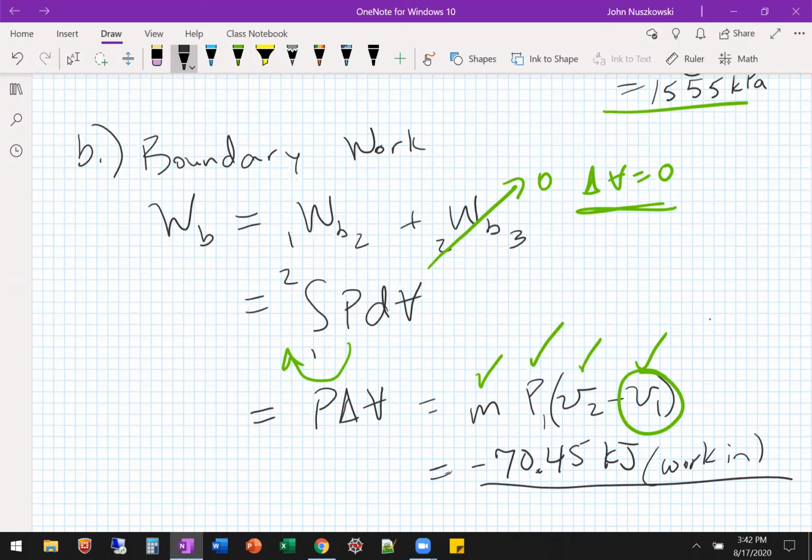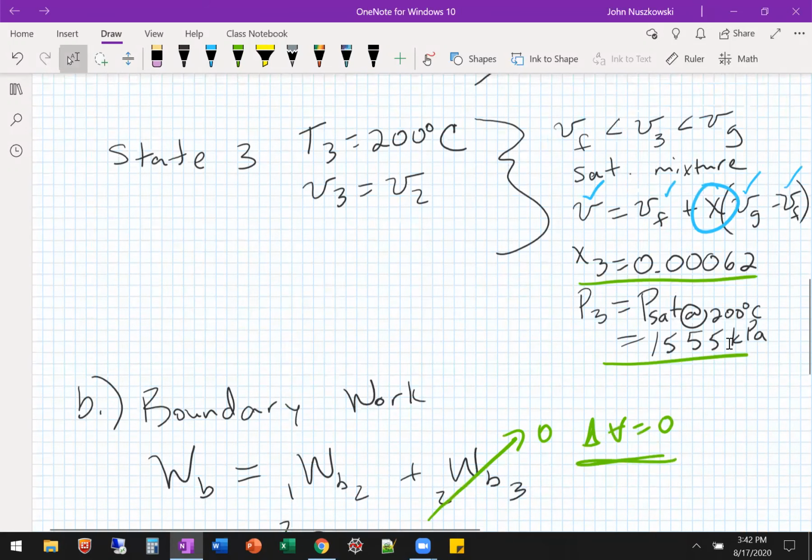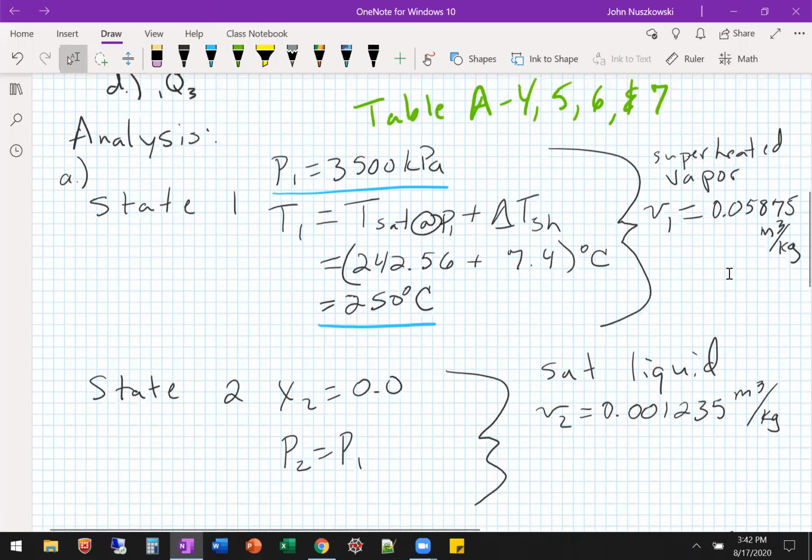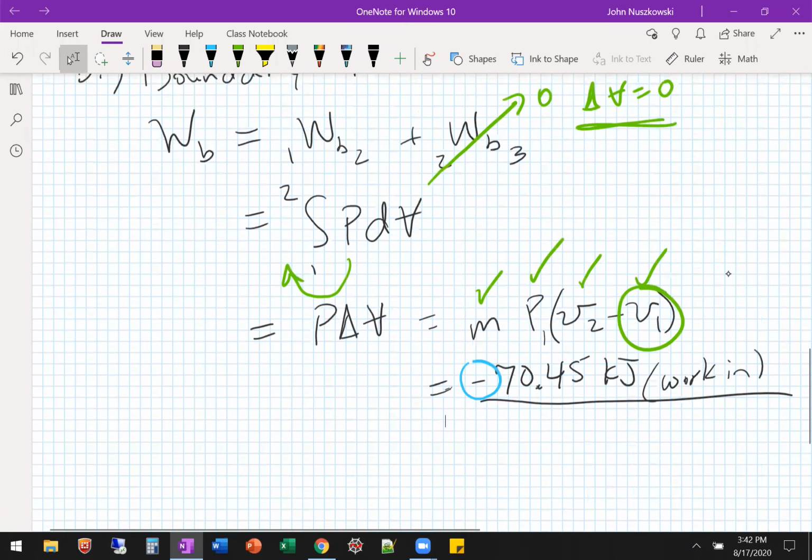There's a couple things to show us it's work in. The specific volume in state 2, V2, is smaller than in state 1, so it's compressing. Volume 2 is less than volume 1, so we're compressing, putting work into the system. So that's a work in. The negative tells us it's work in too.